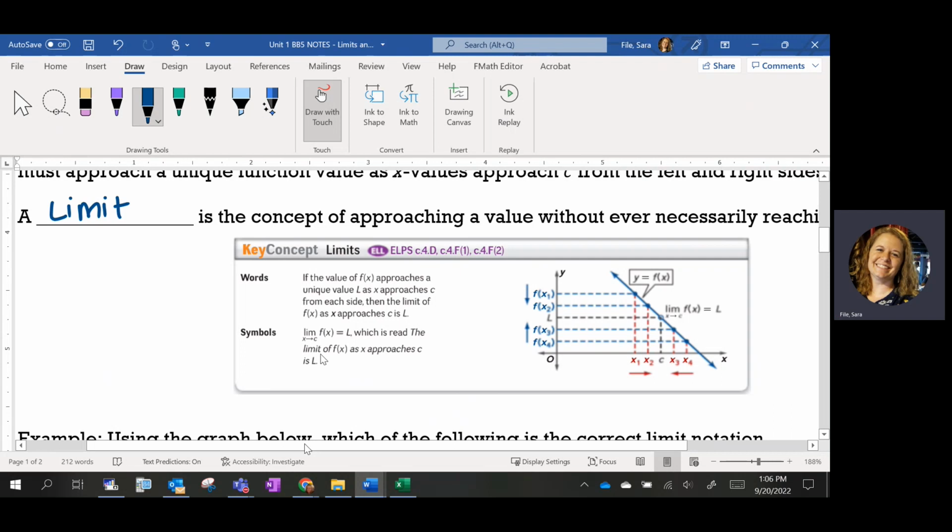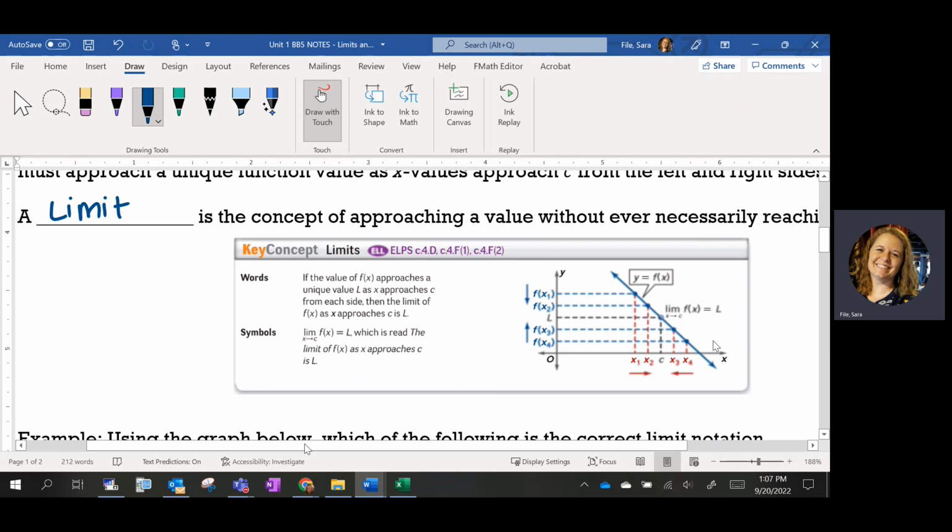In that exploration that you did on Thursday in the quick notes box, we had written out the notation, but here it is again. The notation is lim, the abbreviation for limit, as x approaches c, f of x is L. This means the limit of f of x as x approaches c is L. As we get closer and closer to c along the x-axis, our y value is approaching L.